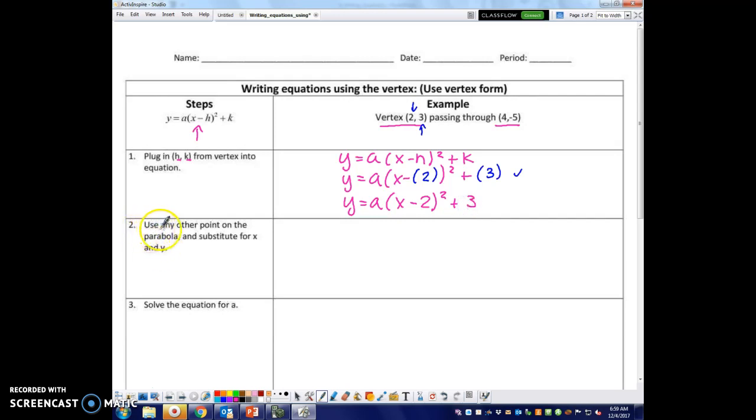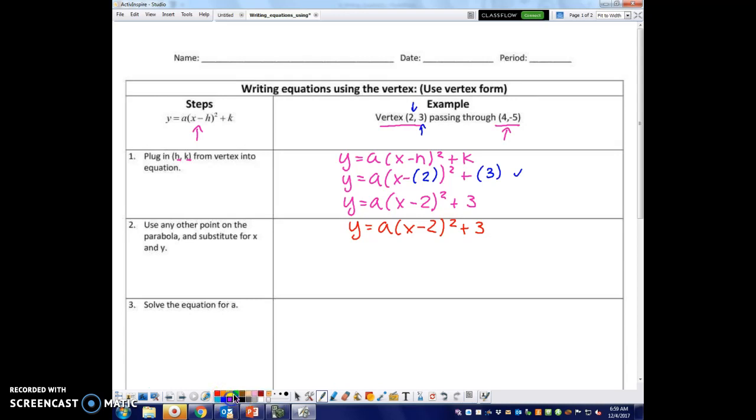Next step, use any other point on the parabola and substitute for x and y. Okay, so we're using this point here, and we're going to substitute for x and y. So let's rewrite the equation we already have. y equals a(x minus 2) squared plus 3. We're going to replace this y and this x with this point, x and y. Okay, so we'll rewrite it.